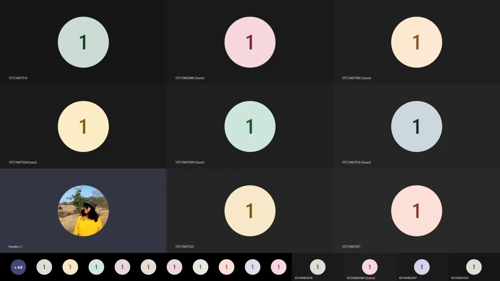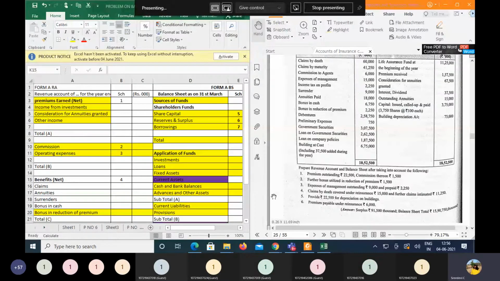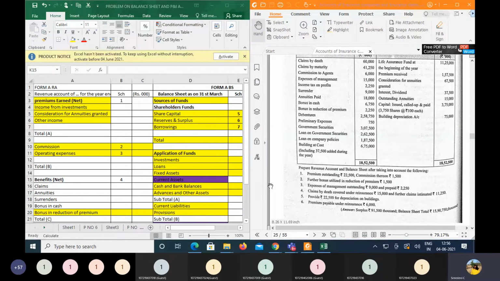Okay. So let me just. I think I still need to share the screen. 1 minute. I hope both the things are visible on the screen. That is a format on the left and question on the right.